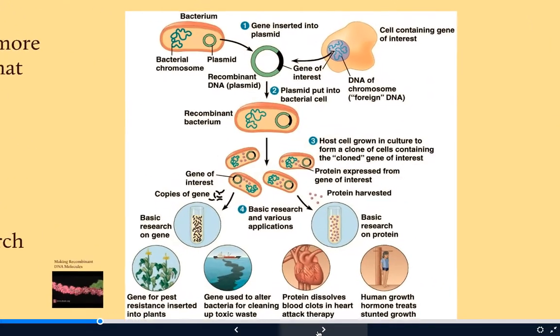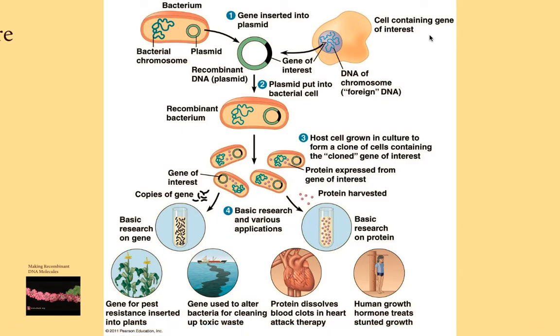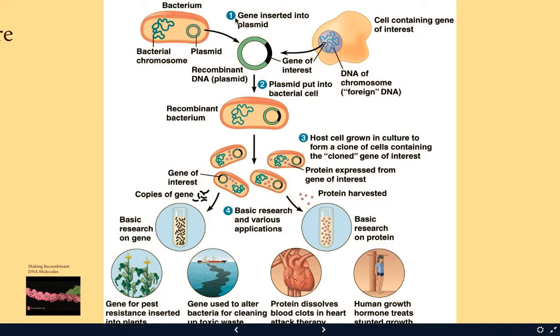And let's take a close look at how this works. Okay, so here's the bacterial cell. Here's its plasmid. Here is the DNA of a foreign chromosome. It contains a cell containing a gene of interest. So there are a number of genetic engineering techniques we have used to do this. Human insulin is a great example. We can make human growth hormone this way. We create the protein that dissolves blood clots in heart attack or stroke therapy. We can alter genes for bacteria that clean up toxic waste, and then we can insert genes for pest resistance into plants.